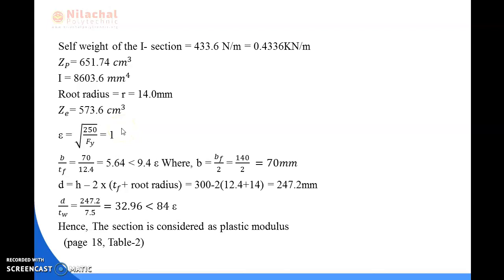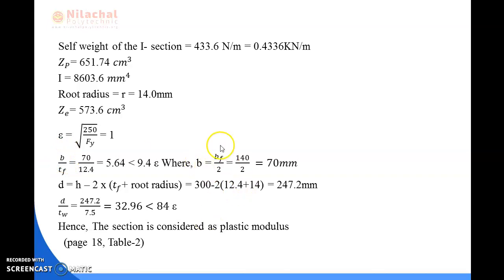So now, as per the procedure, we have to find out the epsilon value. The formula is root over 250 by Fy. Hence, the value we got is 1. So now, we have to put the conditions from Table number 2 in the IS code. So now we have to find out the b value.